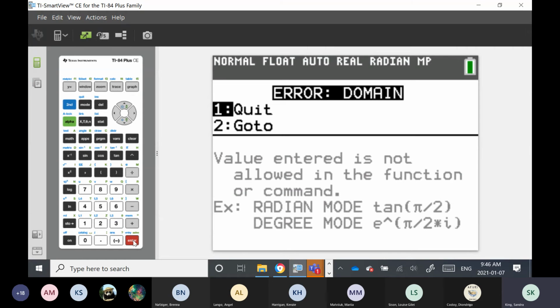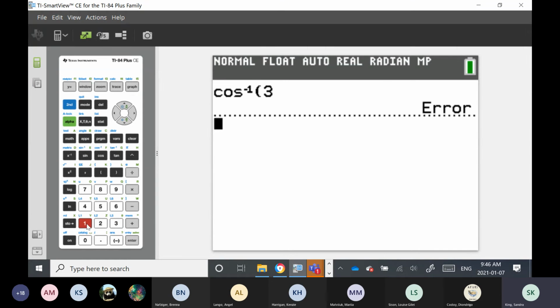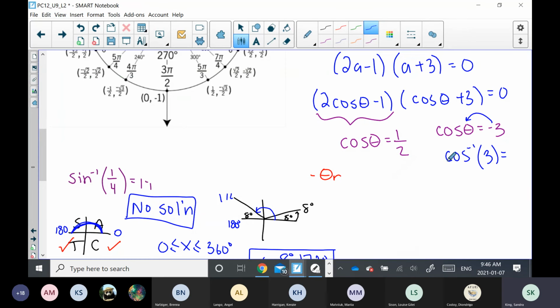So what that means, you guys, is there's no solution. So if you get an error and you've typed everything in correctly, there's no solution. The reason, and you don't need to know this, but cos could never be a number bigger than 1 or less than -1. So that's why we get no solution for this.